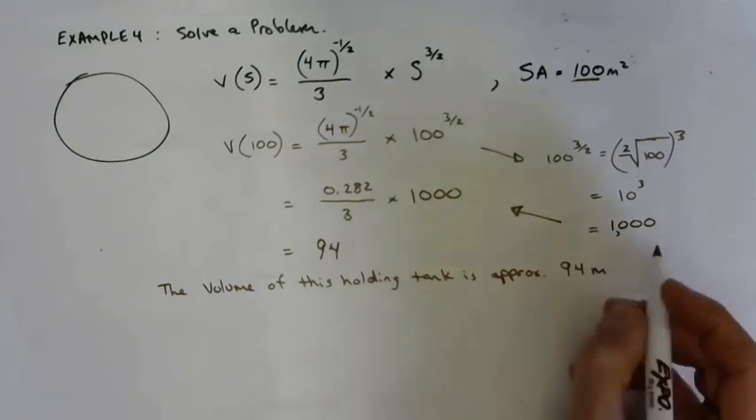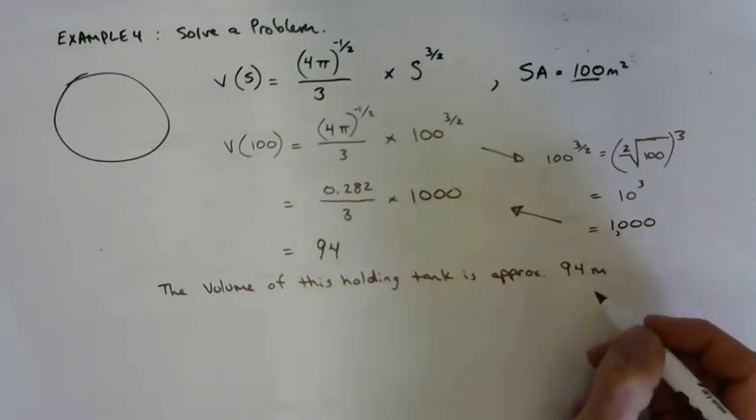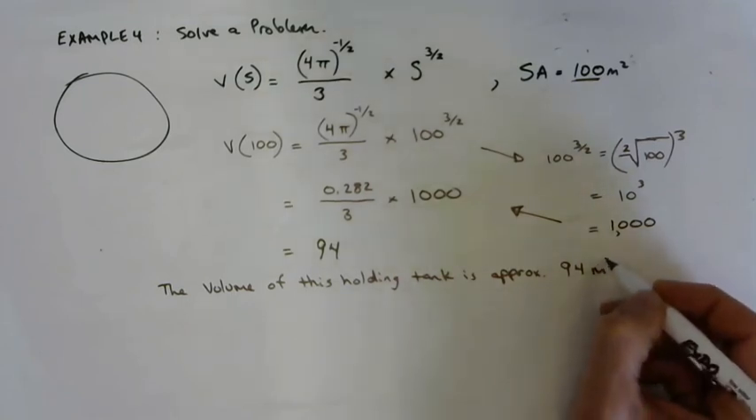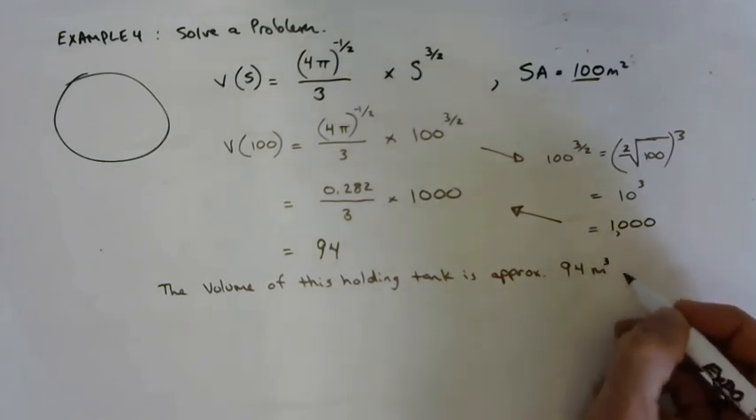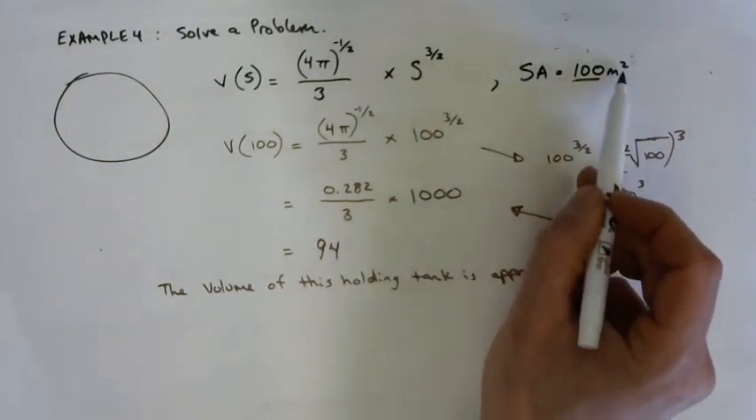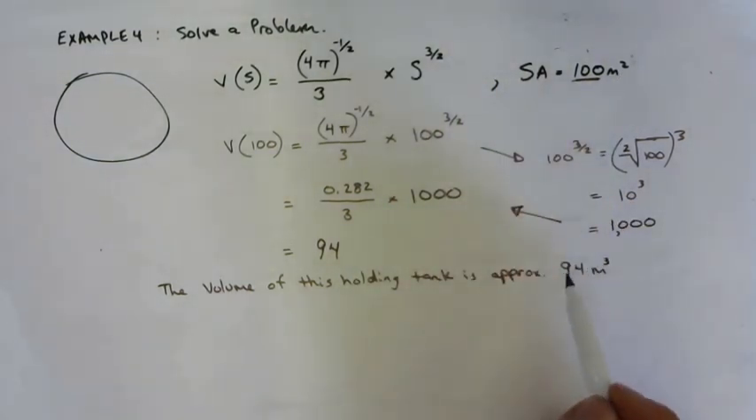94 meters m squared, m cubed, m to the power of 4, what? Volume. Okay, volume is cubed. The surface area is 100 meters squared, right? Volume is always cubed.